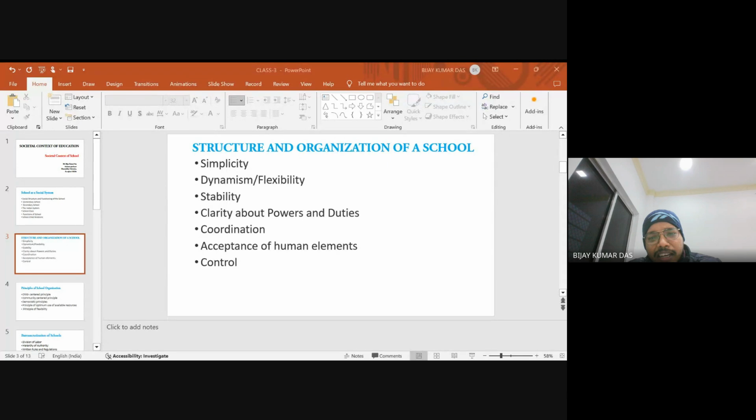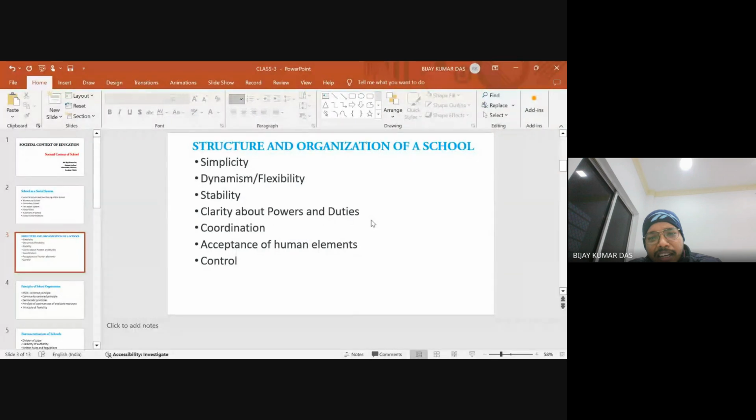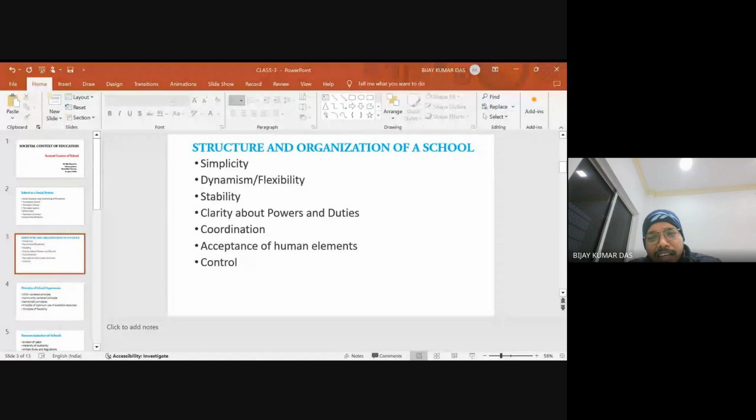So here I have written certain steps, or you may say the characteristics: simplicity, dynamism, flexibility, stability, clarity about powers and duties or responsibilities vested upon the officials, coordination among the teaching staff, non-teaching staff, student teachers, acceptance of human elements, as well as how we are controlling. So defining the characteristics of a school system is also very much important.